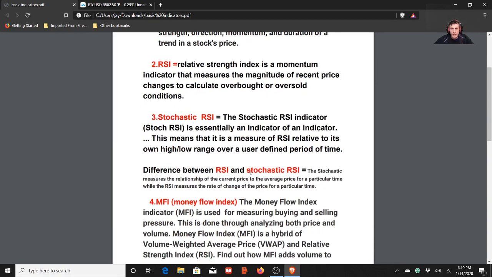The difference between RSI and stochastic RSI is the stochastic measures the relationship of current price to the average price for a particular time frame, while the RSI measures rate of change of the price for a particular time frame. Basically, the RSI's main job is to tell you when we are overbought and when we are oversold.